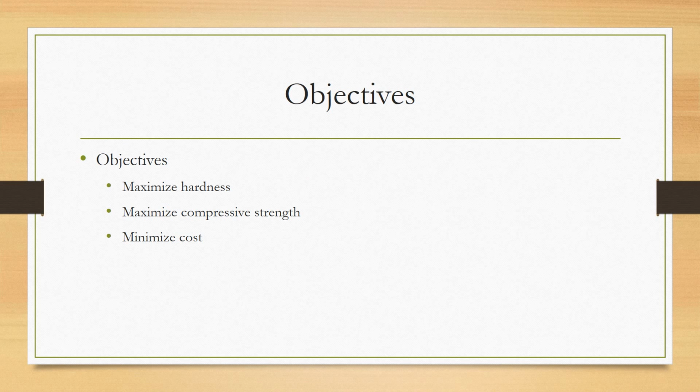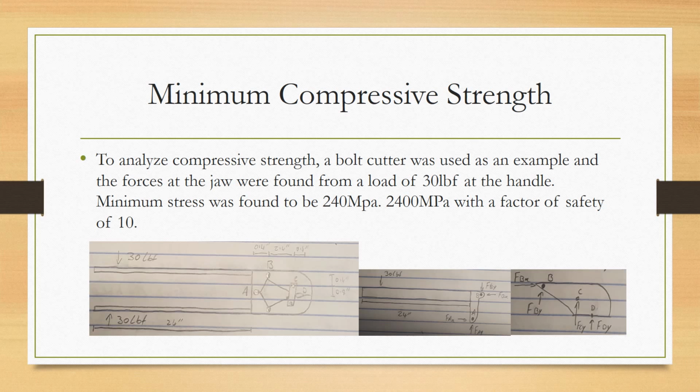So from these functions and constraints, we can then move on to the main objectives. For a lock shackle, its main purpose is to stop anyone breaking in. So what we want is maximum hardness and compressive strength, but we also want to minimize costs as it's for commercial use. To analyze the minimum allowable compressive strength, we've taken a very average situation with bolt cutters that are 24 inches long with an exerted pressure on the handles of 30 pounds force.